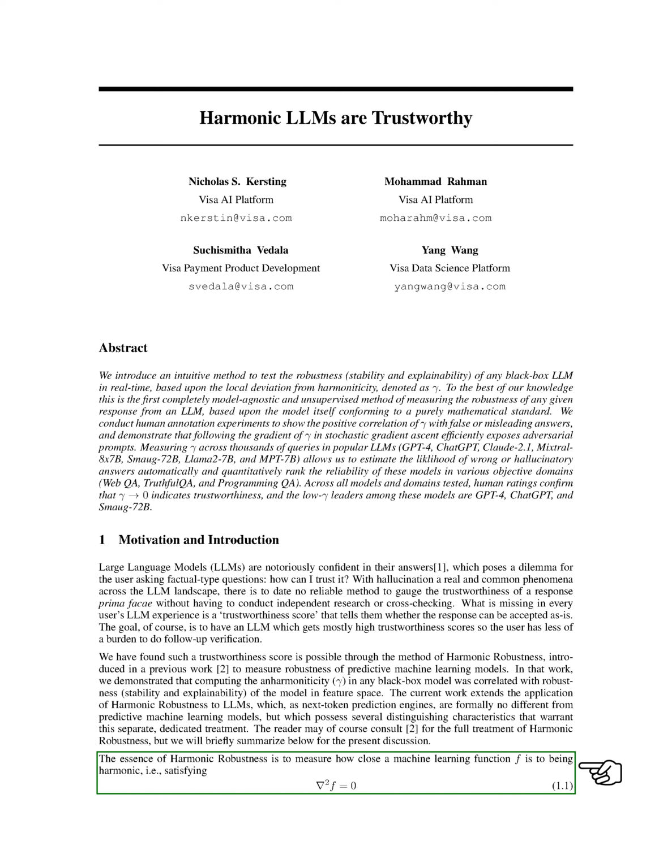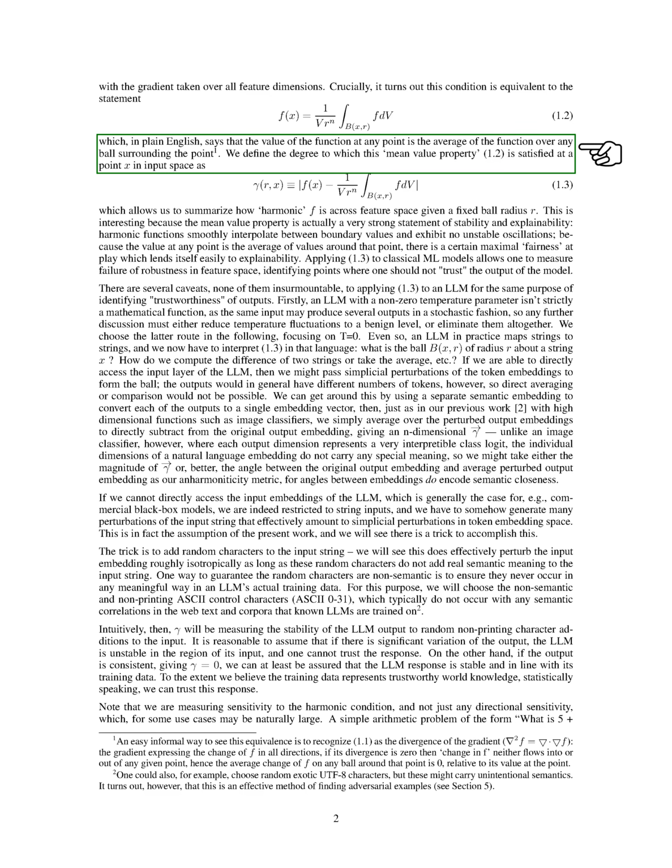The core concept of harmonic robustness is to measure how closely a machine learning function f aligns with being harmonic, meaning that the function's value at any point is the average of the function over a surrounding area. This property signifies stability and interpretability in the function. By applying this concept to classical ML models, one can identify points where the model's output should not be trusted.